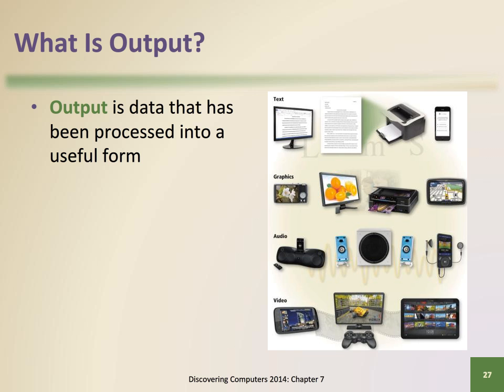To users, output may be the most significant stage of the information processing cycle. Output is the goal of input and processing. It provides the information users need to work and make decisions. Output is data that has been processed into a useful form. The four basic categories of output are text, graphics, audio, and video.